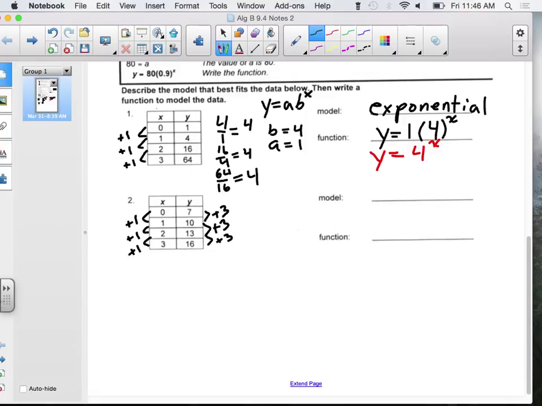Okay, so for number 2, there's a common first difference, right? So what kind of model is it? Linear. So then we have the standard form for it. We have to find 2 variables. We have to find our m and we have to find our b. So how would we go about finding our m?